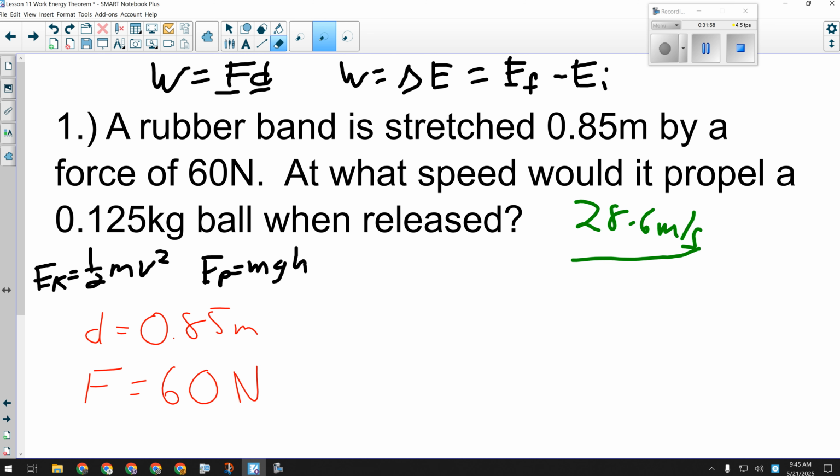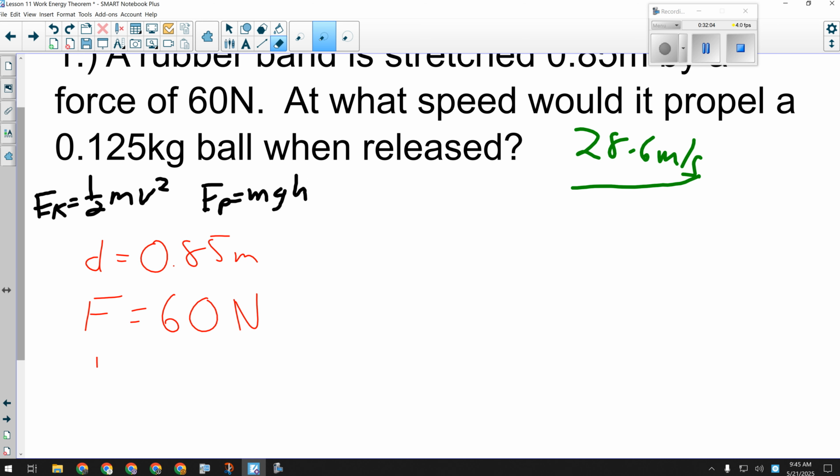At what speed would it propel a 0.125 kilogram ball when released? Okay, so they gave me something in kilograms, right? So 0.125 kilograms, and they want to know speed. Would that be the initial speed or the final speed? So if you have a slingshot, that's essentially what this is, right? Okay, you put the ball in the slingshot, you draw it back. How fast is it going right now? 0. Its initial speed is while it's still in the rubber band. Okay, the velocity it would propel it at would be after the rubber band propels it. Okay, so we'd actually be looking for VF.